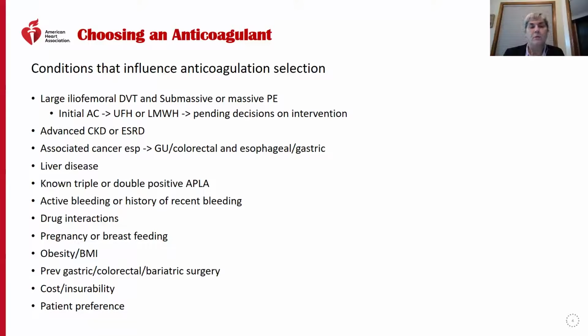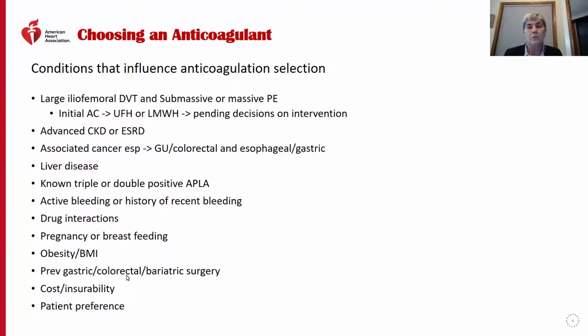So in patients who have a large iliofemoral DVT or a massive or submassive pulmonary embolism, where you may be considering an early intervention, many of these patients will be put on unfractionated heparin or low molecular weight heparin early. Once the intervention is completed, DOACs are preferred in most of these patients. Certainly patients who have advanced liver disease or advanced kidney disease or end-stage kidney disease, we need to consider the right therapy in these patients, and these patients may need to be monitored very closely during their course of care.